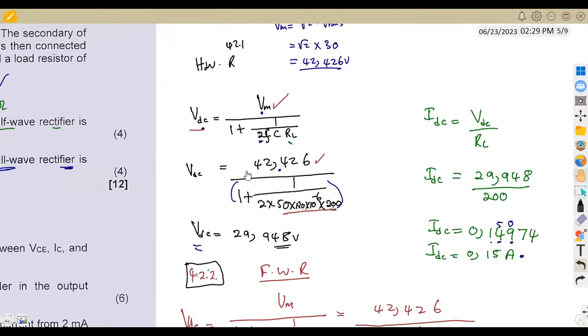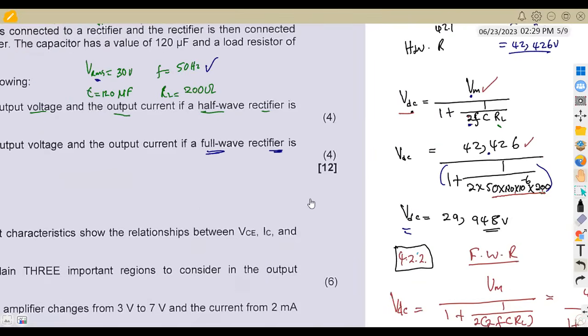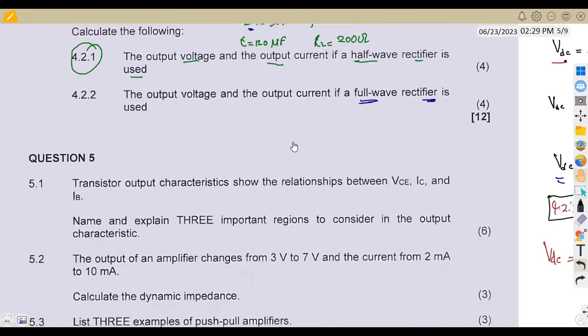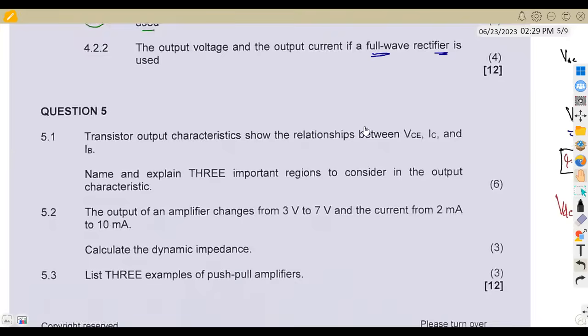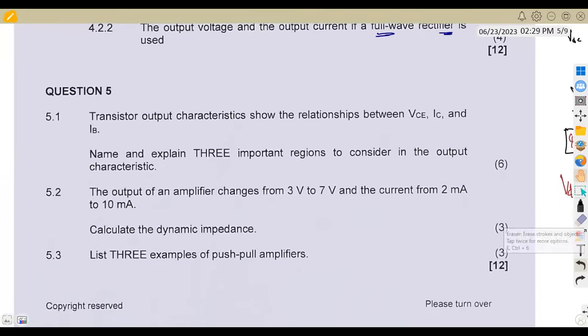So this is the formula that you're going to use. All right, so that was our question 4, having a total of 12 marks. Then we have got question number 5.